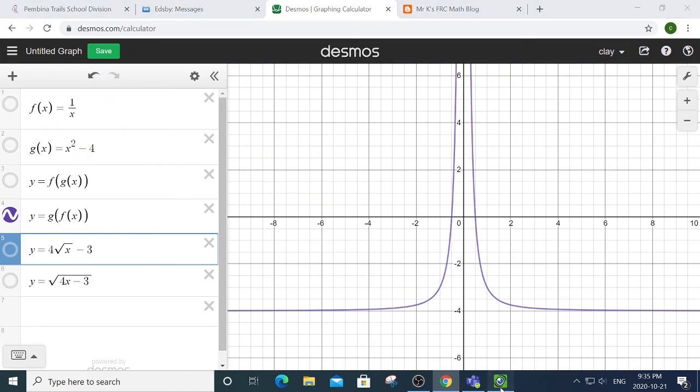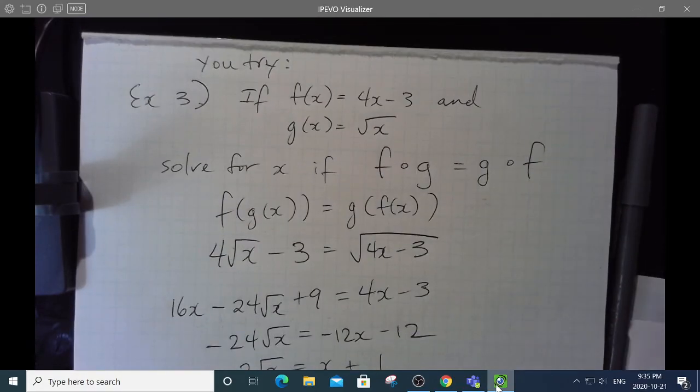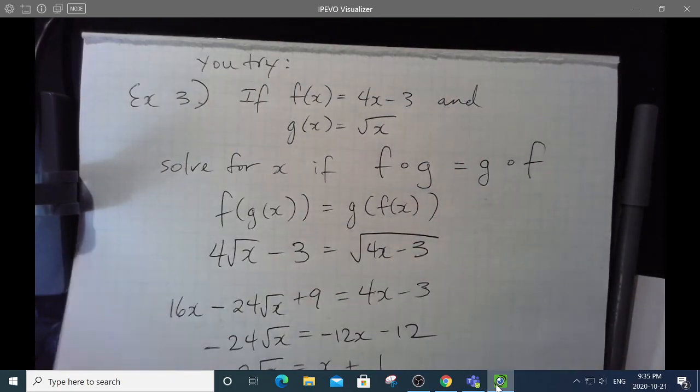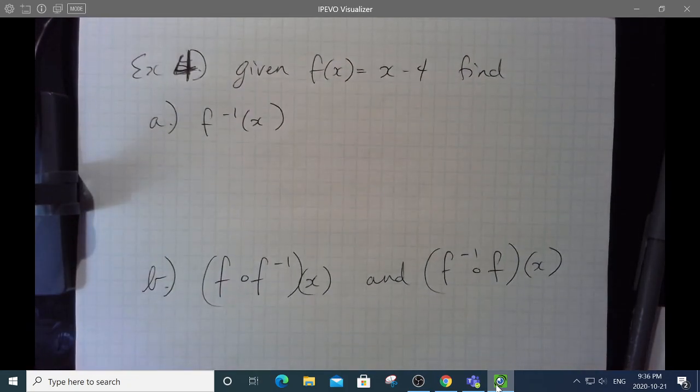Okay, a couple more examples, and we're done for today. So let's see. We did that one as a try because it was fun. And a couple more here. Example 4. Given f of x is equal to x minus 4, can you find f to the negative 1 of x?